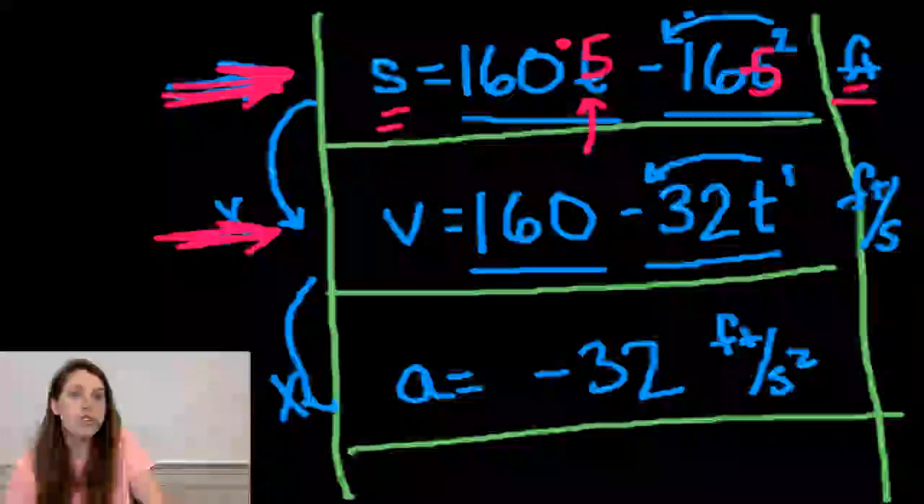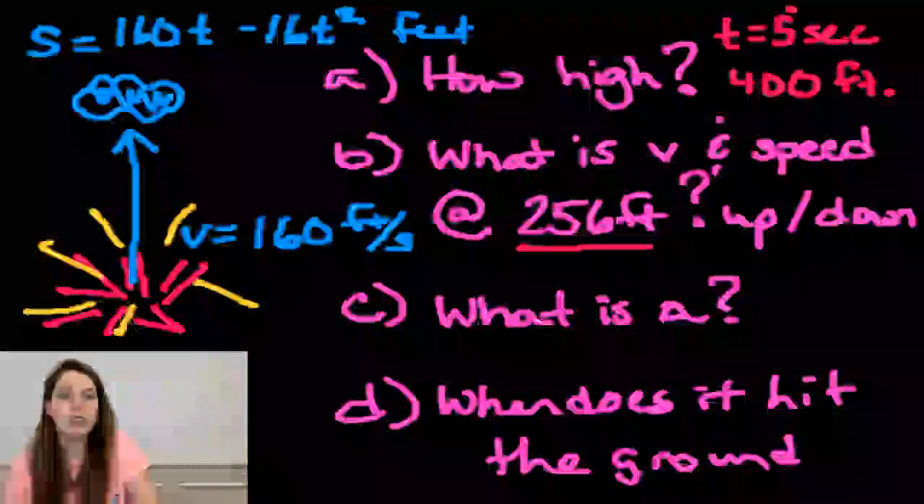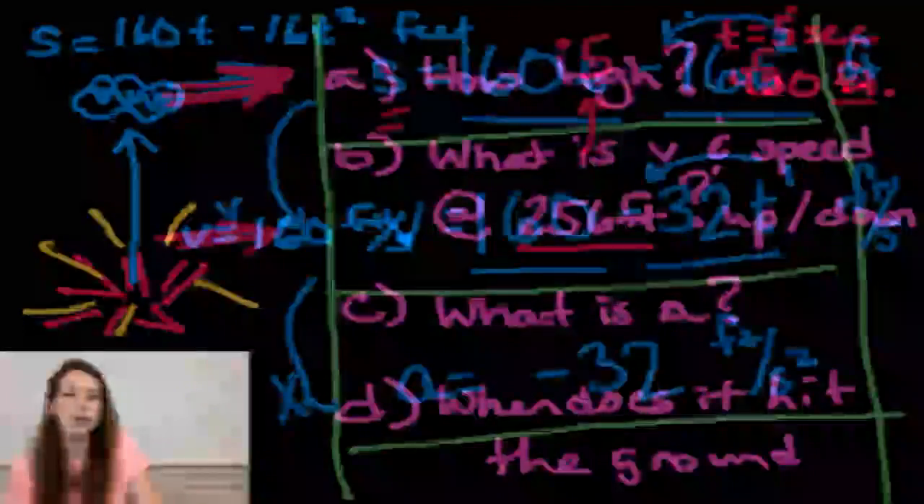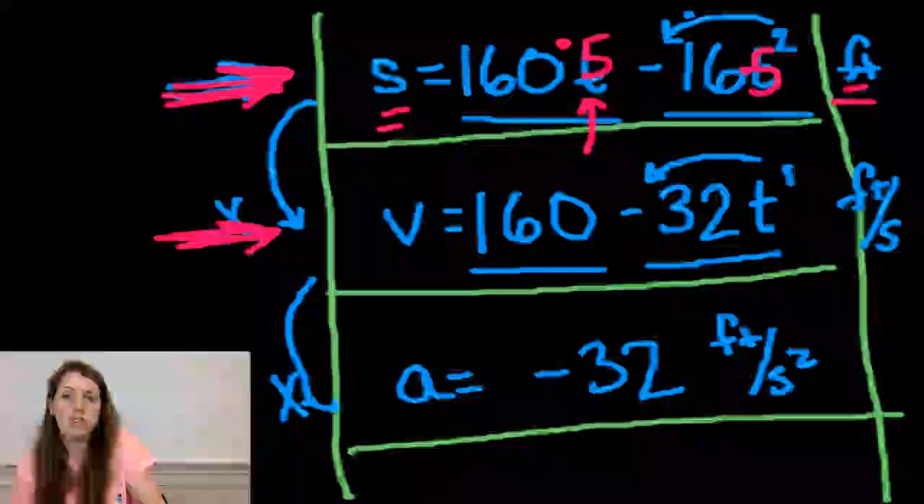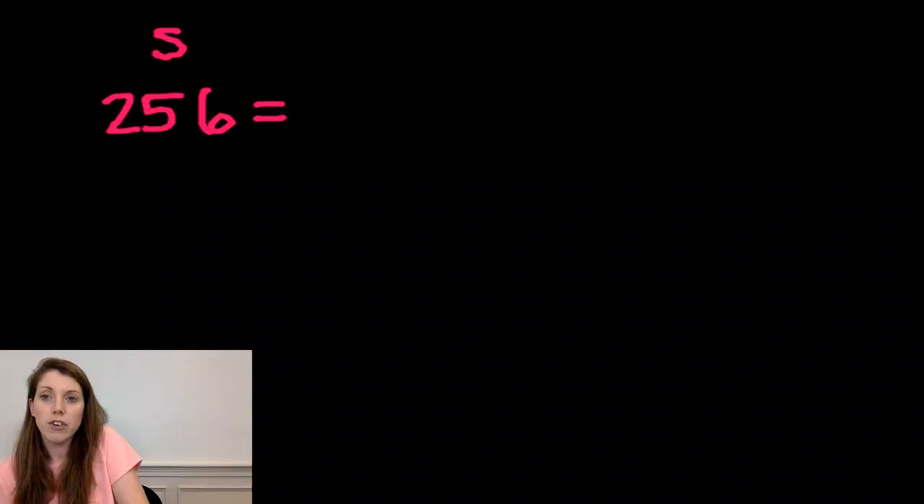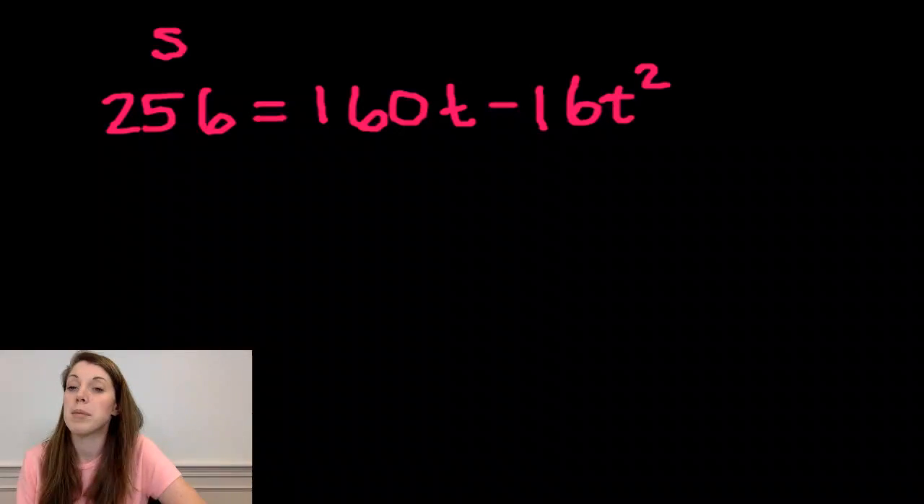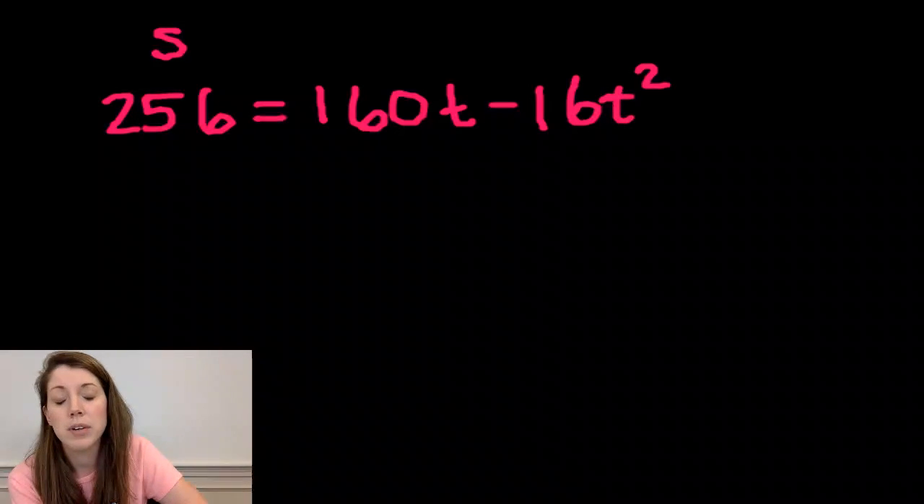So right now they're giving us information about position, 256 feet, and we're going to use our position equation to find the time of that. So 256 feet, we want to know what? We're plugging this in for s, right? So that's 160t minus 16t squared. Okay, here, this is what I was thinking of in the last problem, where I thought I was going to factor in.